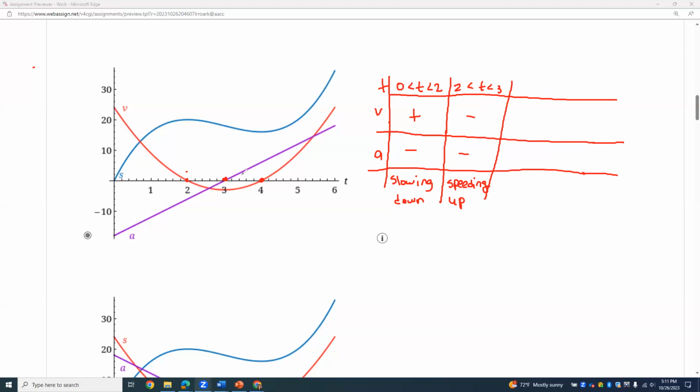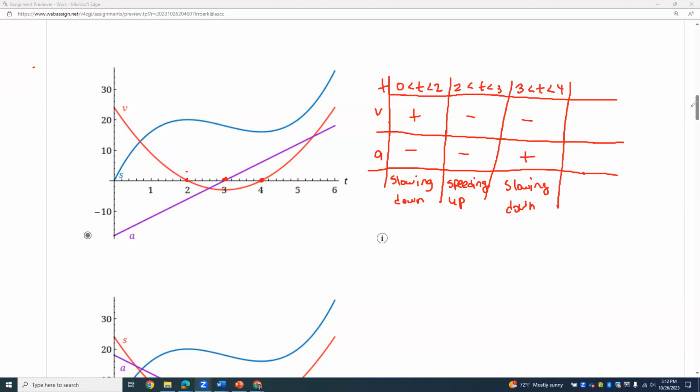And then my next important section is between 3 and 4, because that is where my velocity changes from negative to positive. So between 3 and 4, the velocity is negative, and my acceleration is now positive. So again, I'm slowing down. I'm putting the brakes on, in theory. There are 2 forces working against each other, so I'm slowing down. And then at 4 seconds, I've come to a stop.